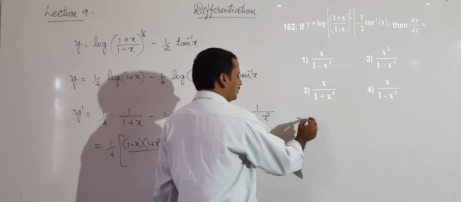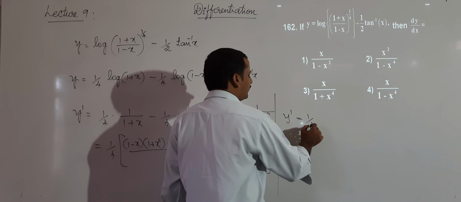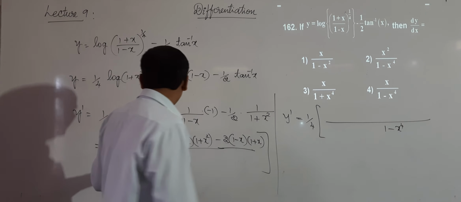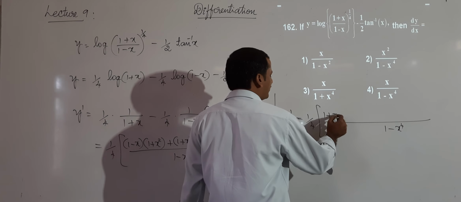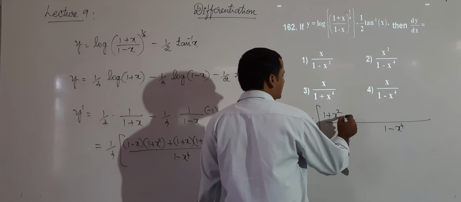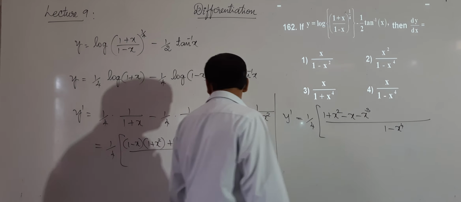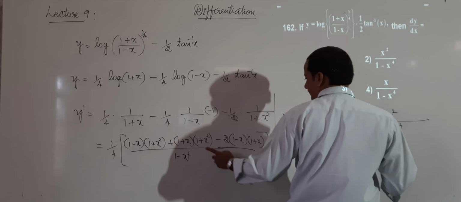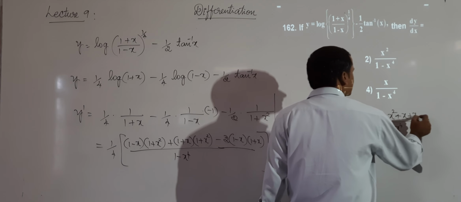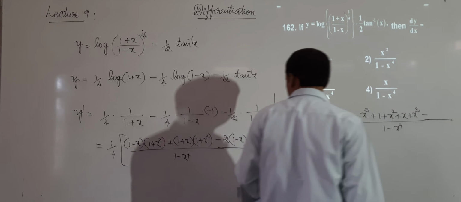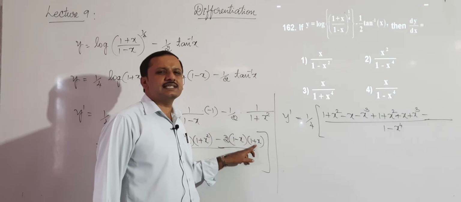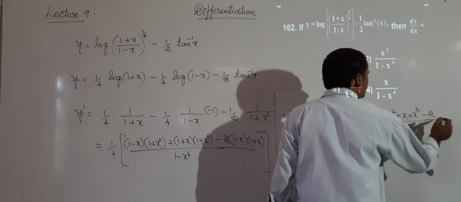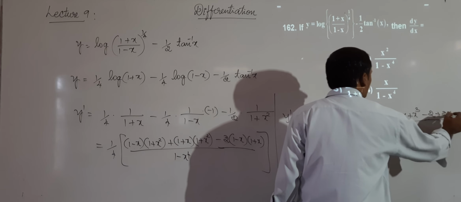Okay. That's y dash is equal to 1 by 4 into, denominator is 1 minus x power 4. Numerator, you just multiply. We get 1 plus x square minus x cube, and here we get 1 plus x square plus x cube, minus 2 into 1 minus x square, that is minus 2 plus 2x square.